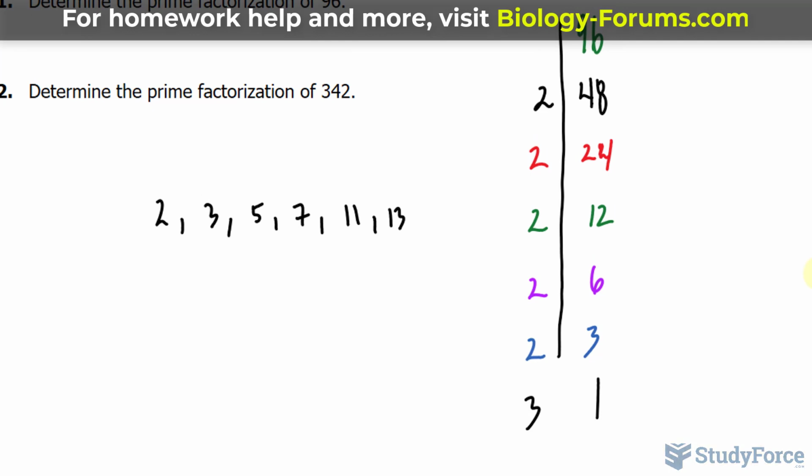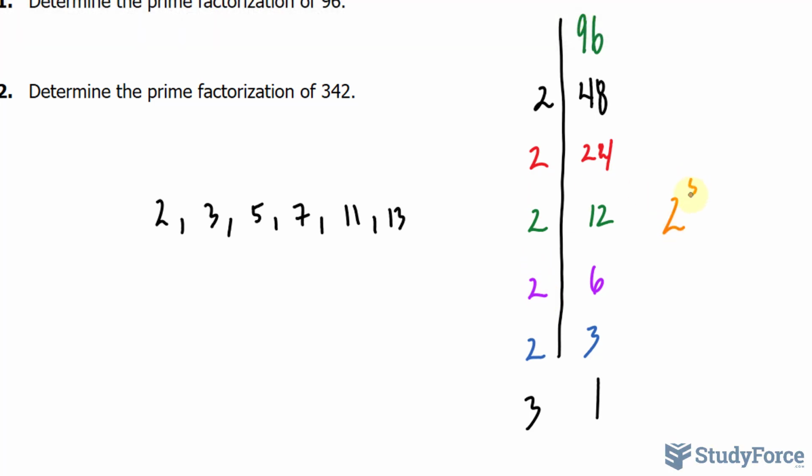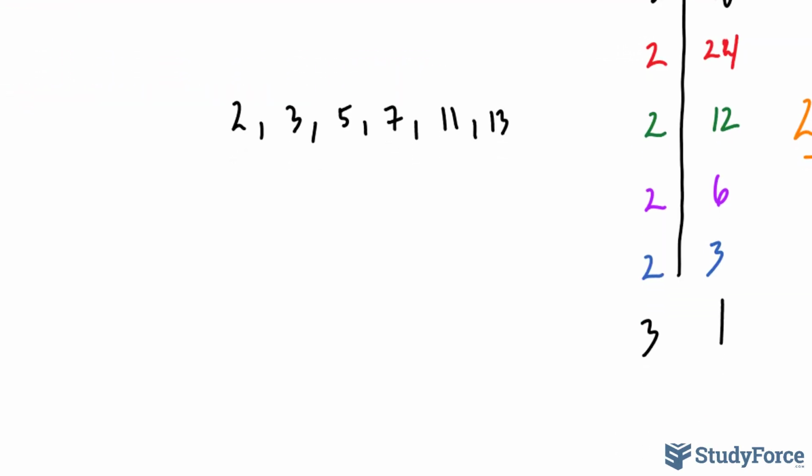The prime factorization of 96, therefore, is 2 times 2 times 2 times 2 times 2, which can be written as 2 to the power of 5 times 3. Okay, let's try this method again for 342.